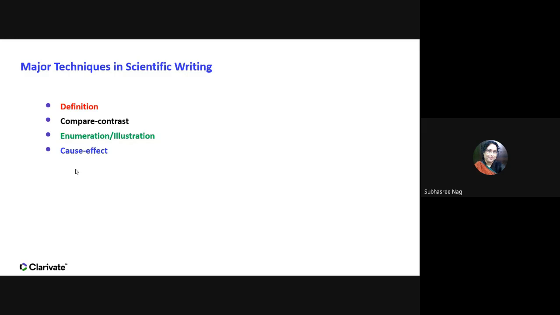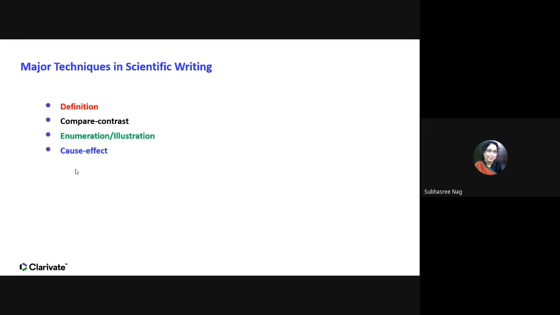Now, talking about the major techniques in scientific writing, we have something which is a definition. Here I am looking for original research papers. I am not going into systematic reviews now. We at Clarivate actually did a very detailed webinar on systematic reviews in evidence-based medicine. If any one of you wants a recording of that webinar, please write to me, and I will send you that on-demand webinar.